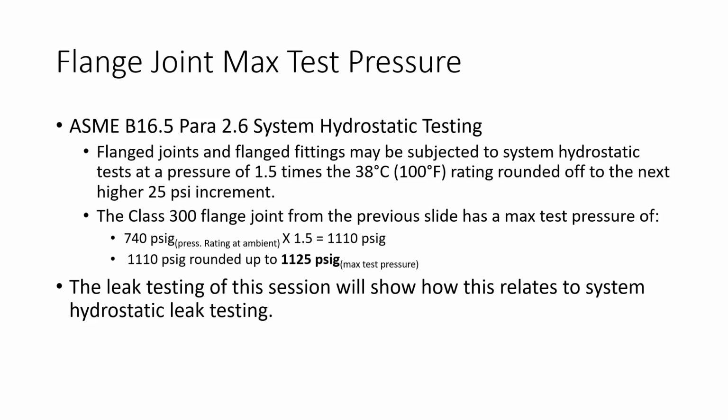The class 300 flange joint from the previous slide has a pressure rating of 740 psig at ambient temperatures, times 1.5 equals 1110 psig, rounded up to 1125 psig max test pressure. The leak testing discussed later on in this session will show how this relates to system hydrostatic testing.